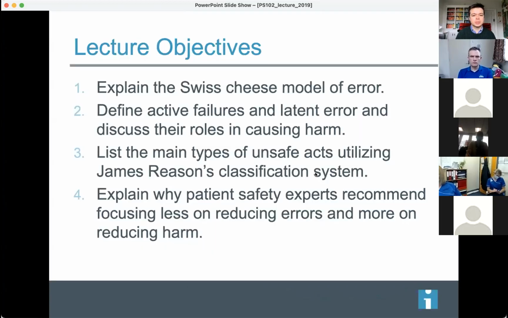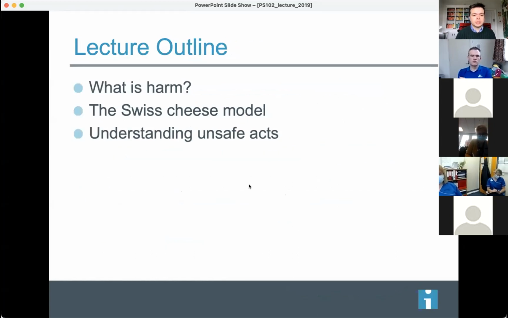So in this lecture, we're going to be talking about the Swiss cheese model, types of harm, and we're also going to understand what unsafe acts are. Then there will be a little interactive video and discussion at the end as well.